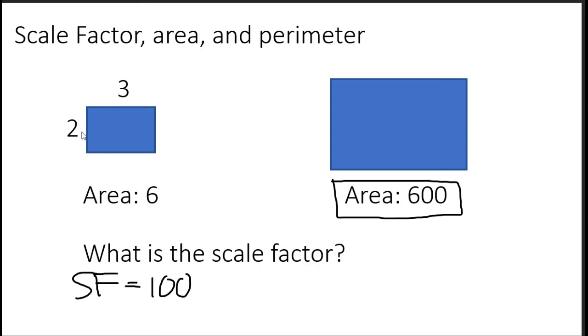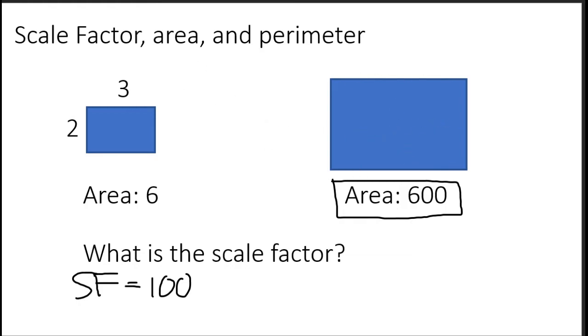If we try that though, 2 times 100 and 3 times 100, we would get 200 and 300. And the problem is we don't actually get the area of 600. We get an area of 60,000. So in this case, that would be incorrect.